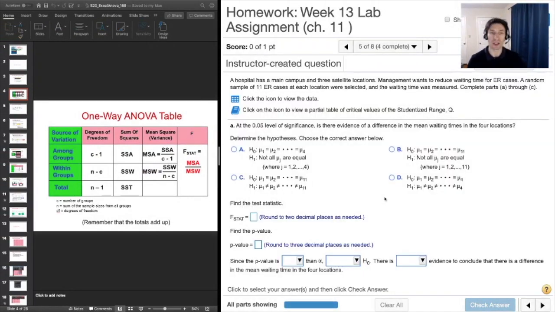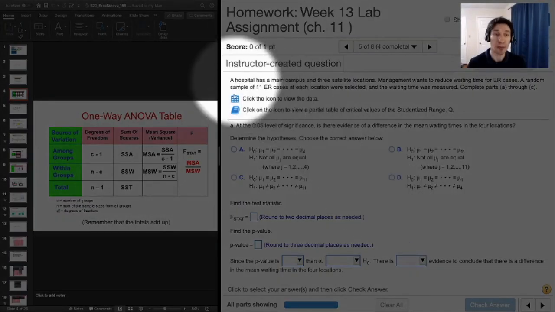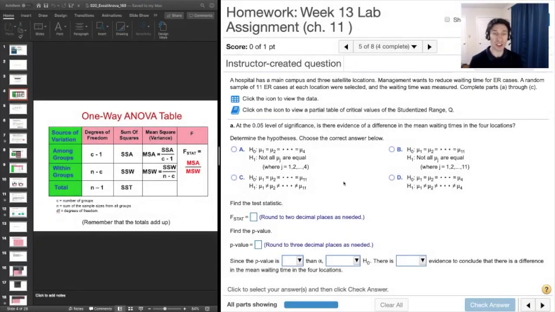This one actually asks you to compute an ANOVA in Excel. How do you know that? Because they gave you some data, so we're going to have to run the ANOVA. First things first, what is the hypothesis?